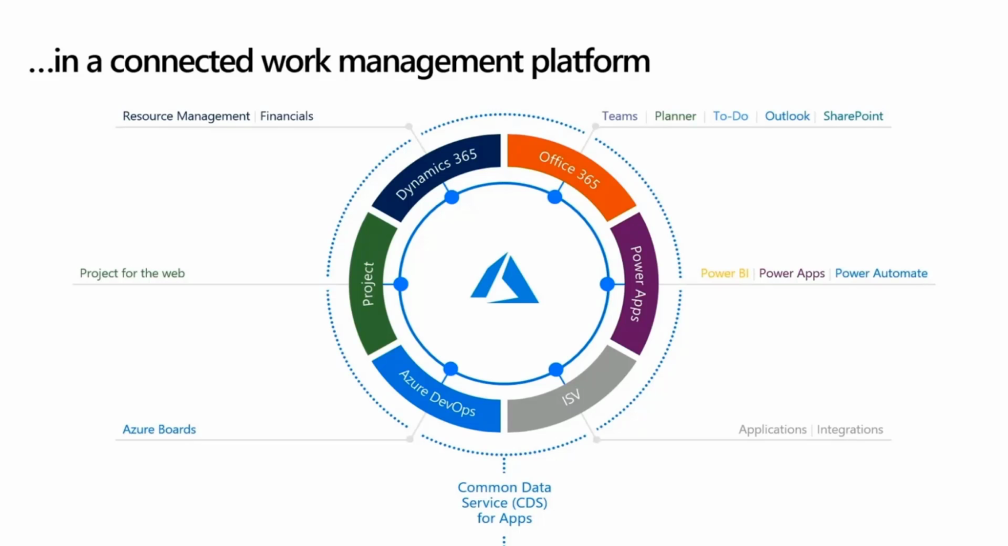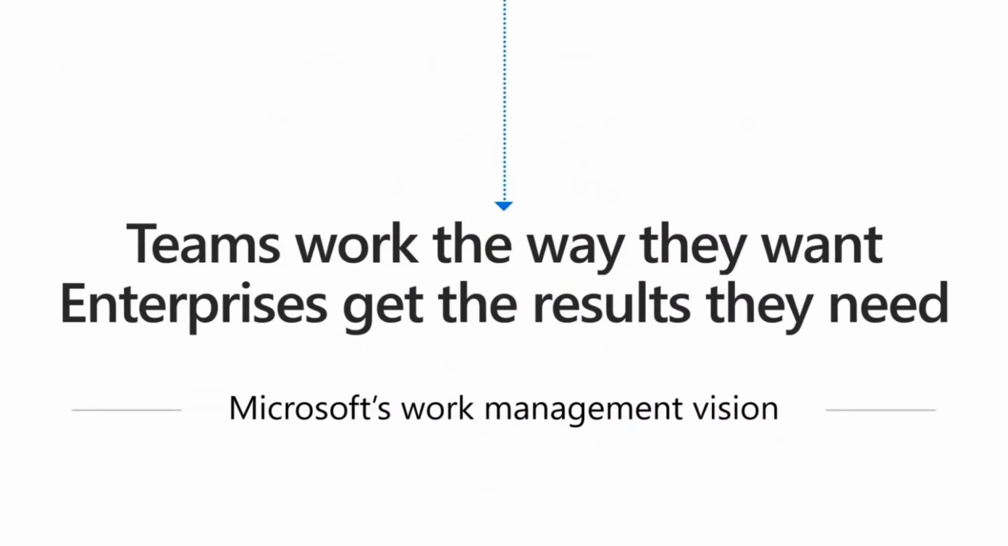And using the project roadmap capability, we can even bring in Azure Boards data into roadmaps alongside projects that are stored in Project for the Web. And of course, we can use Power BI to report across all these applications. And Project for the Web is built on the Common Data Service, which is a powerful business entity management system, and that's where the data for Project for the Web goes. With all that, our vision for work management is really simple. We want to enable teams to work the way they want while enterprises get the results they need.